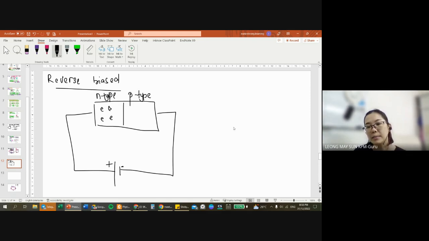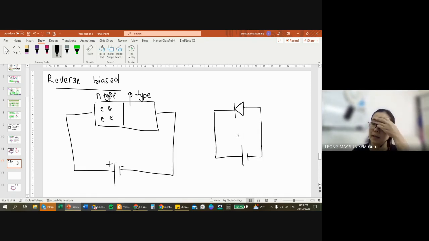A simpler version of the circuit is that the arrow is always pointing towards the negative. All right, this is the simpler version of the circuit of a reverse bias. So I'm going to analyze over here first.